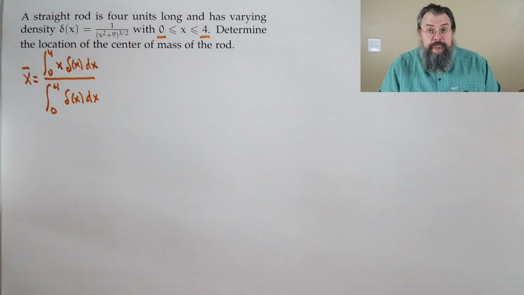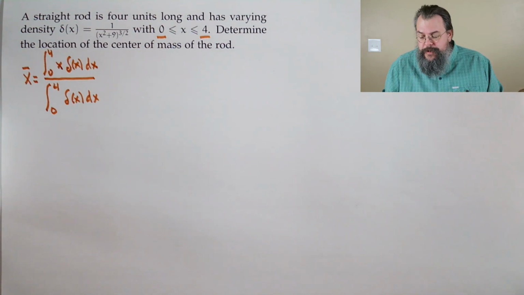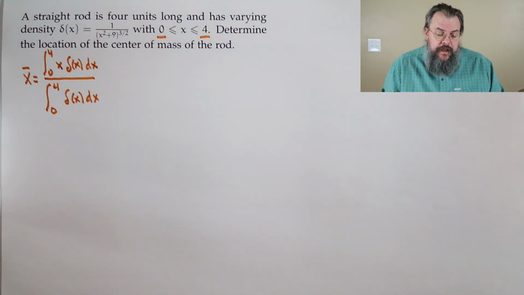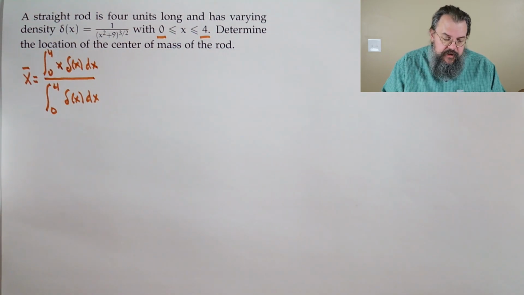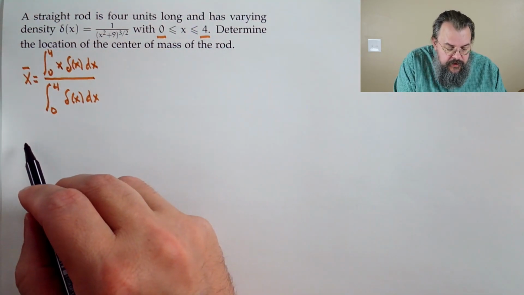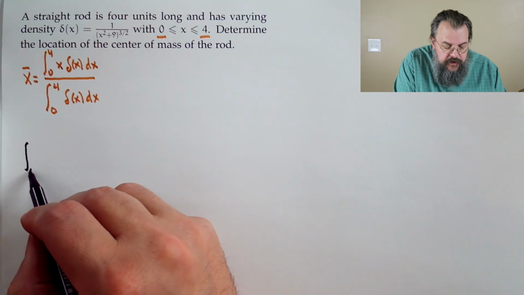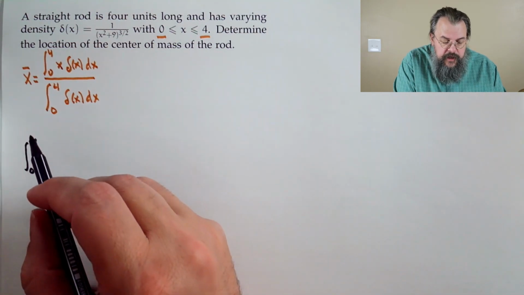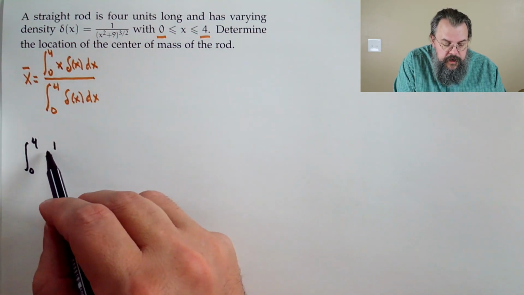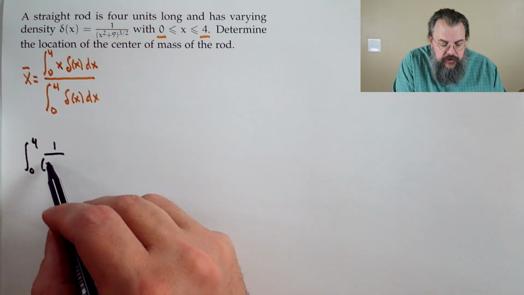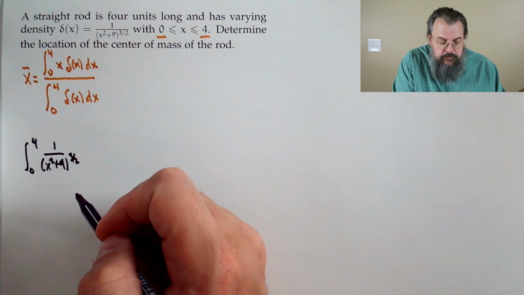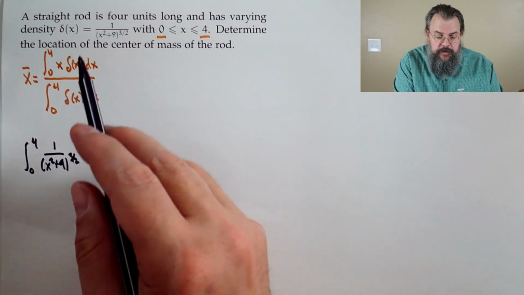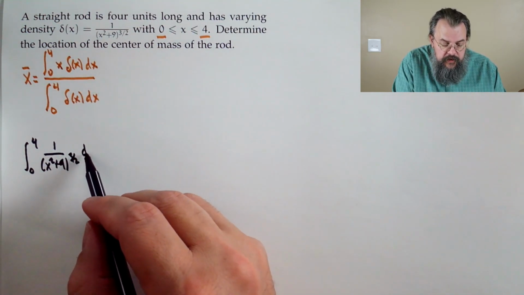Now, I suspect they're going to be very similar because the only difference is that x. Well, how big a difference can that x make? Well, we'll find out. Let's start with the denominator. Okay, what happens downstairs? So we would have the integral from 0 to 4, and our density would be 1 over (x squared plus 9) to the 3/2, right? Because I'm just copying down what the density is, dx.